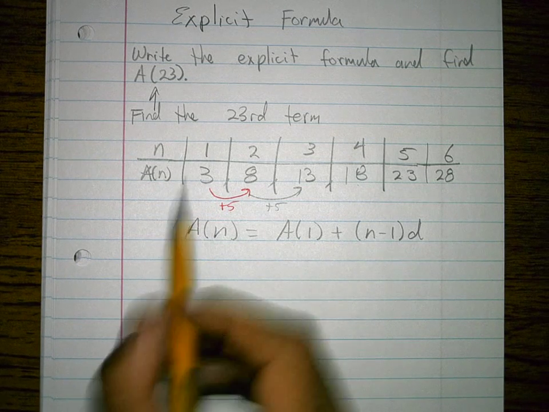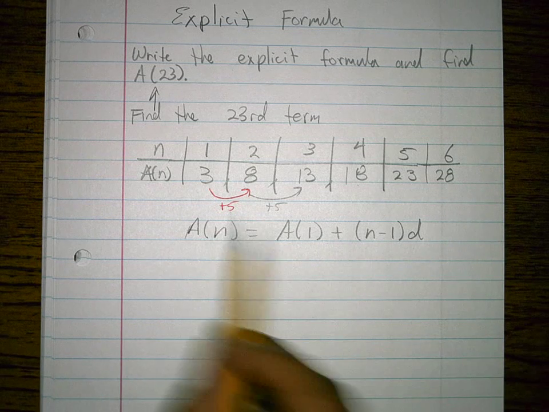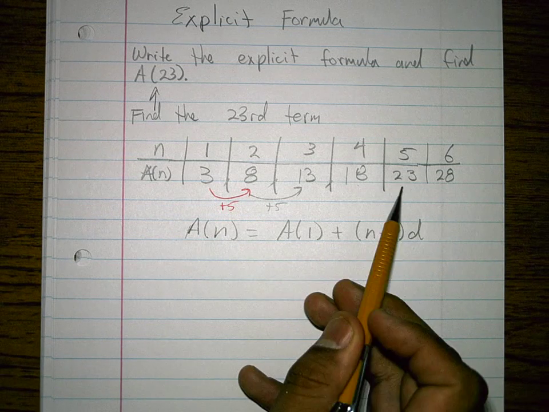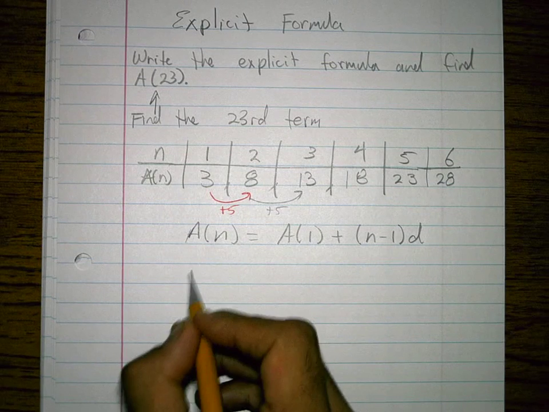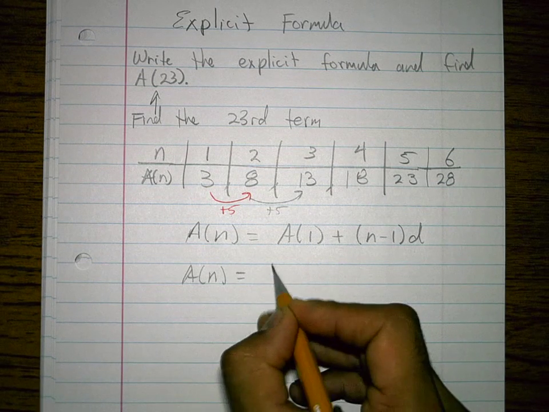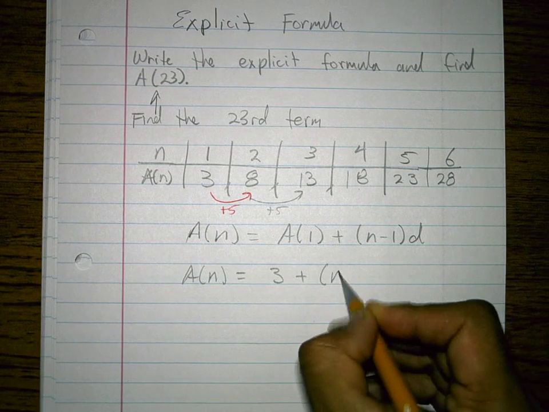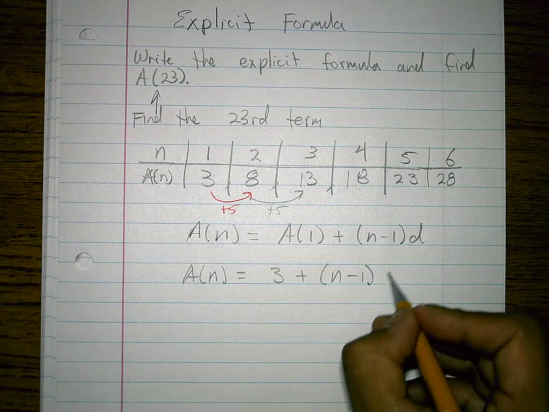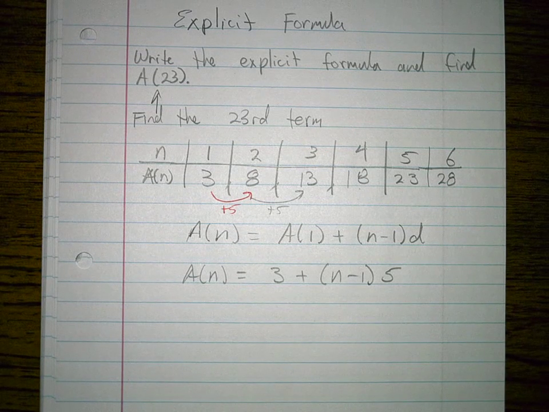So if I look at it, I go, okay, well, it's relatively easy to see here in the sequence, right? 3, 8, 13, 18, 23, 28. So the first term is 3. Okay. I'm going to leave the n's, and then the common difference is a 5. All right, so there's my formula.